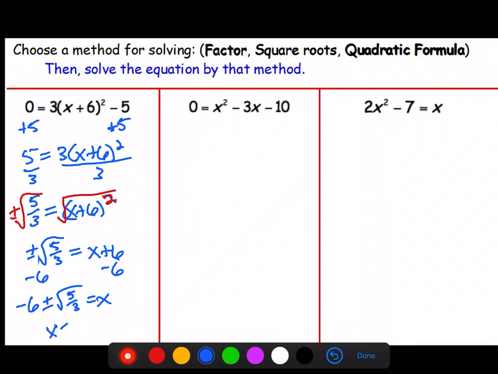Then I could go on to find those decimals and figure out what those answers would come out to. Again, the exact value is pretty much what we already wrote. But again, if we wanted to find those decimal values, we can definitely do that just by typing in negative 6 plus the square root of 5/3.